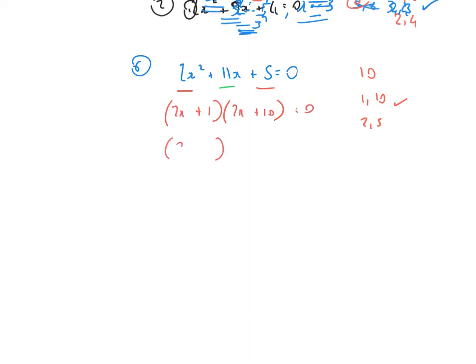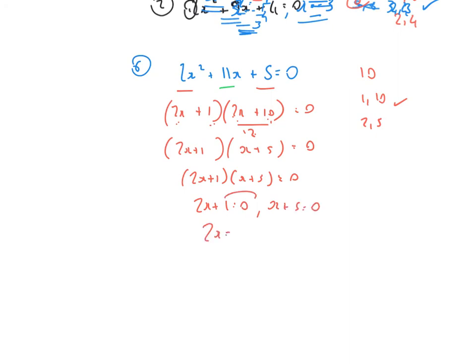First bracket, I can't factorise it any further. But from the second bracket, well, I can't take it from 2 and 1, but from 2 and 10, I can take 2. So 2 into 2x goes x, and 2 into 10 goes 5. Okay, so that's 2x plus 1 could be 0, or x plus 5 could be 0. So that's 2x could be minus 1, x could be minus 1 over 2, or x could be minus 5.